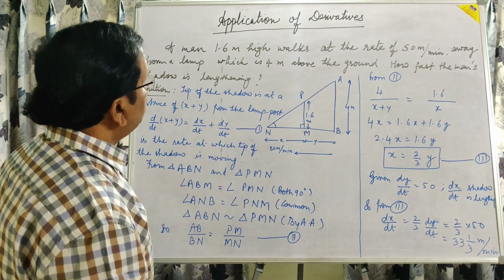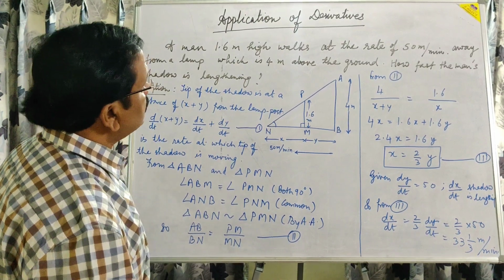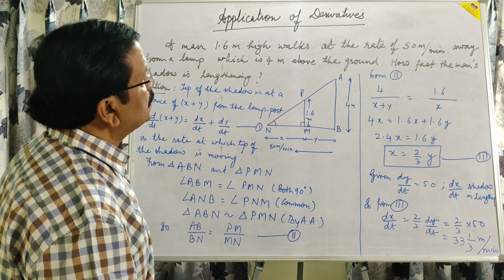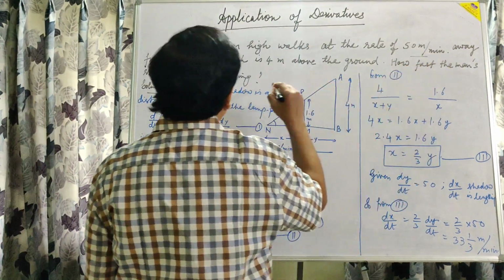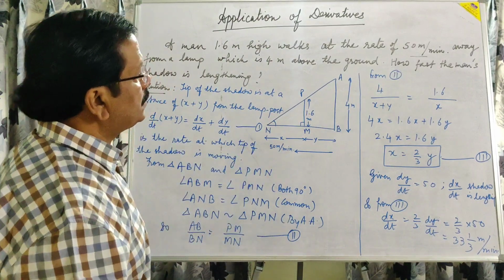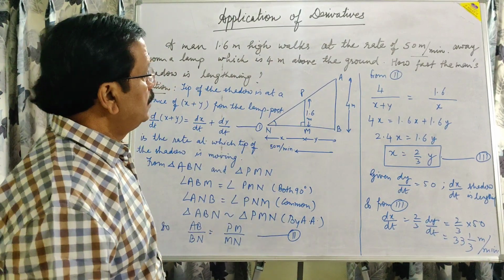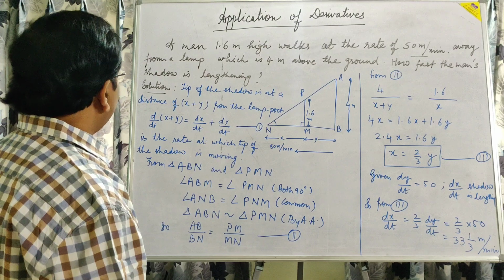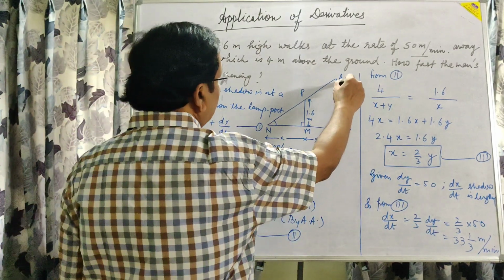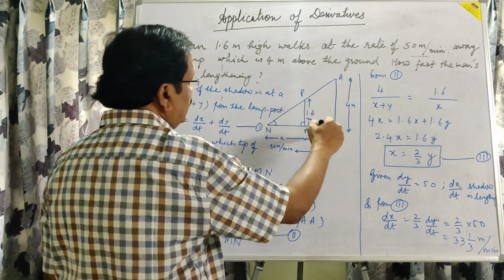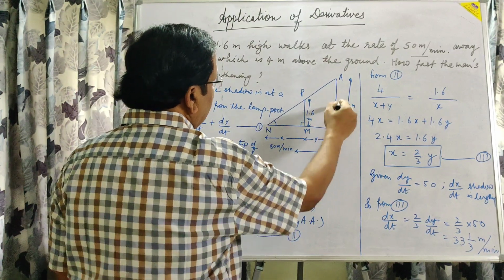A man 1.6 meter high walks at the rate of 50 meter per minute away from a lamp which is 4 meter above the ground. How fast is the man's shadow lengthening? Now here you can see this is the lamp post and this is the man.